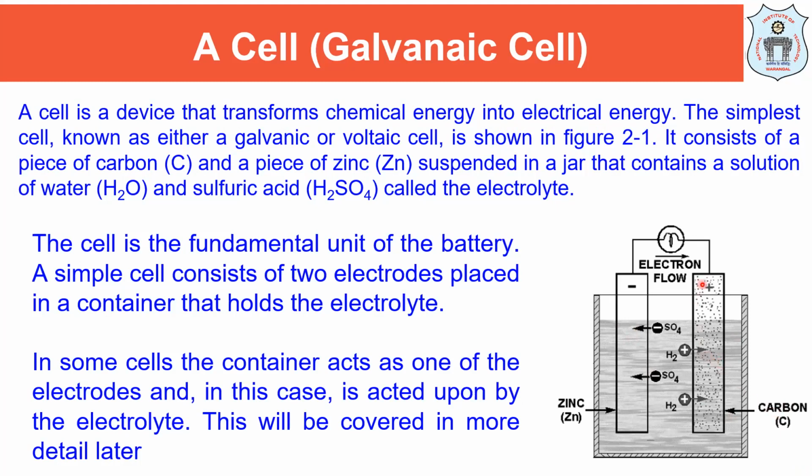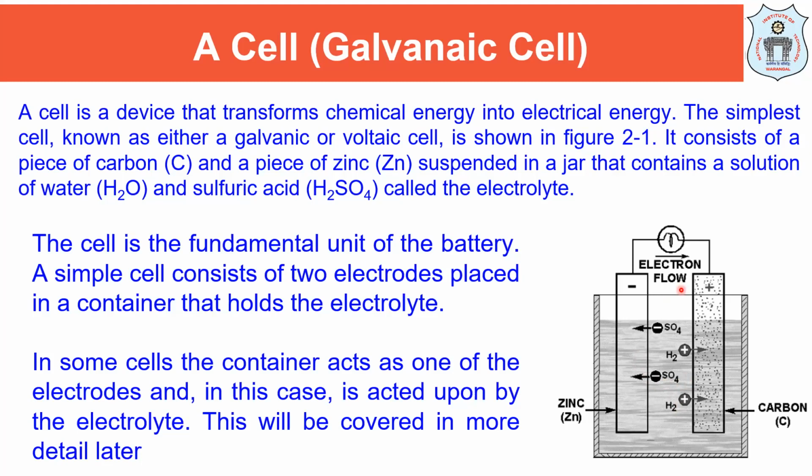What we will have is a carbon and we will have a zinc, and they are both suspended in a jar which contains an electrolyte solution. We can have some acidic medium, that is sulfuric acid in water. So that will form the electrolyte, and this is the fundamental unit of the battery.